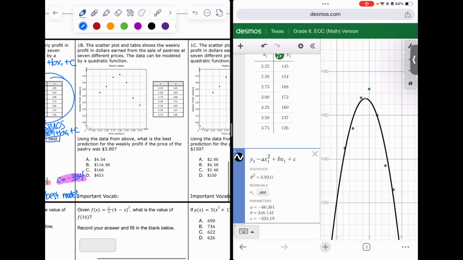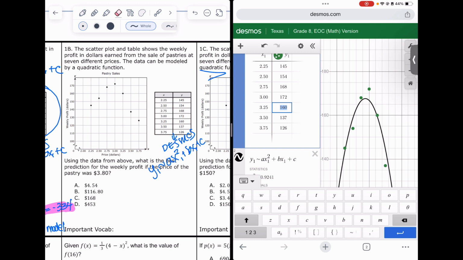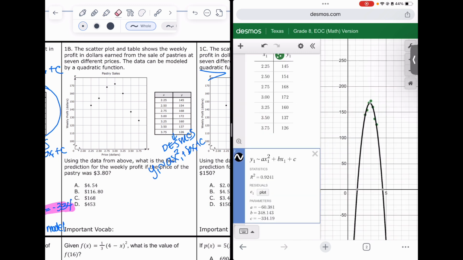Okay. So now looking at the next one. I already put the table into Desmos and I already used the equation, okay? So we're skipping that part, but obviously you would put the table in Desmos and use y1 squiggly line ax1 squared plus bx1 plus c. That's what we would do. We already did it. It's already in Desmos. So now we're working on our next part, okay?